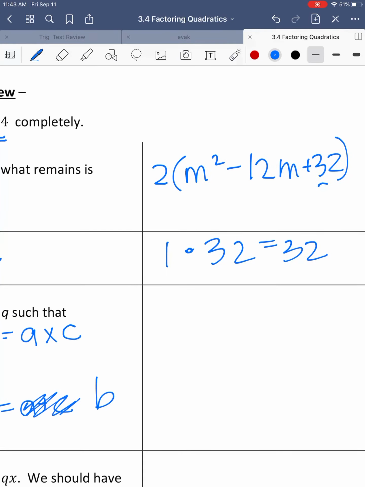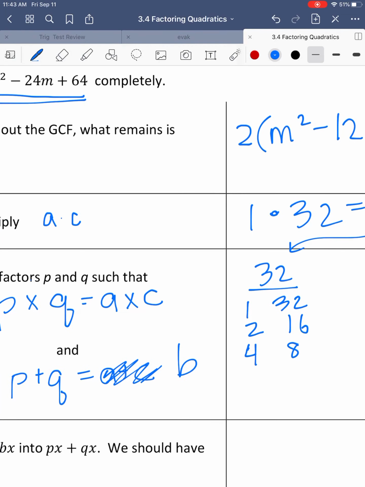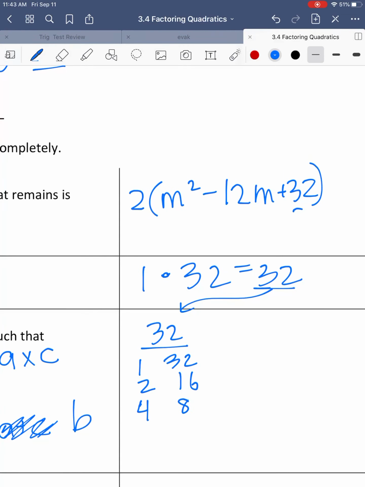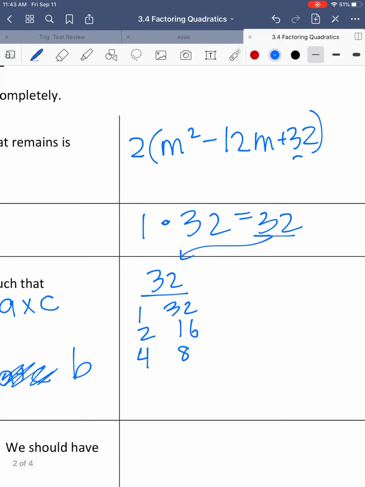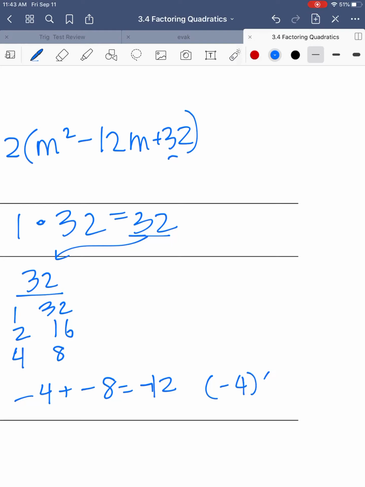So one way to do this is to look at the factors of 32 from here. So we have 1 and 32, we've got 2 and 16, 3 doesn't go into 32, and we have 4 and 8. And that's about it. So if you take a look, because we want p plus q to equal b, we need it to equal negative 12. 4 plus 8 is positive 12, but negative 4 plus negative 8 is equal to negative 12, and negative 4 times negative 8 is equal to 32. So we're good. So we found p is equal to negative 4 and q is equal to negative 8.